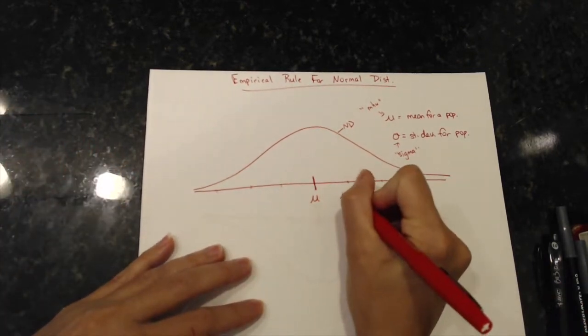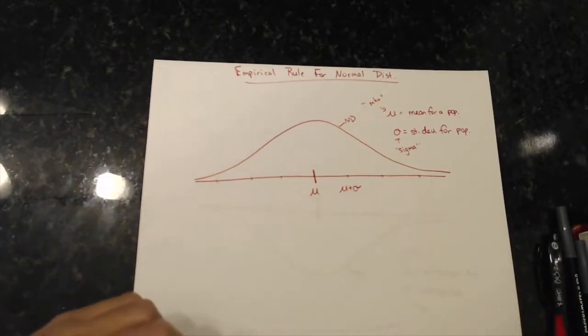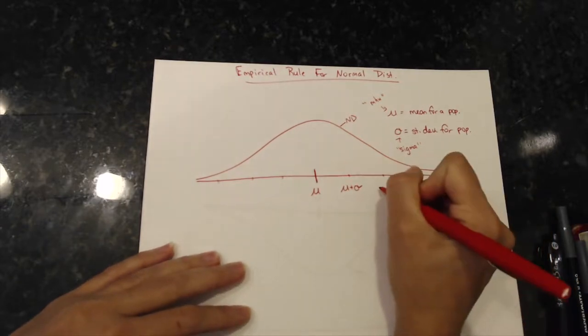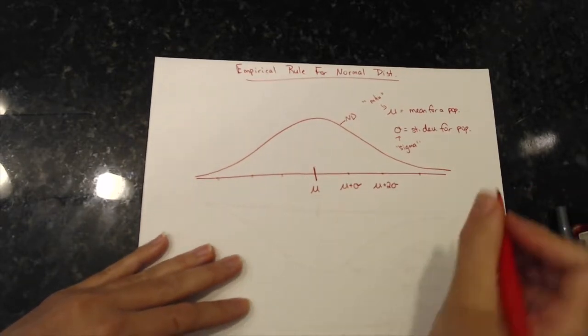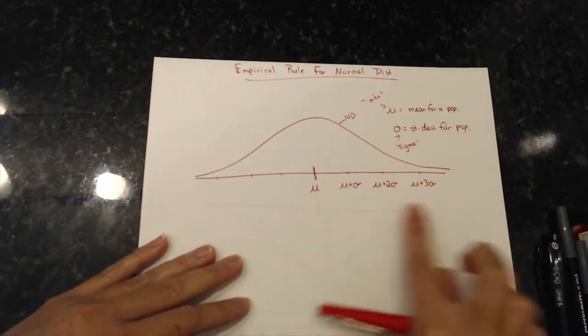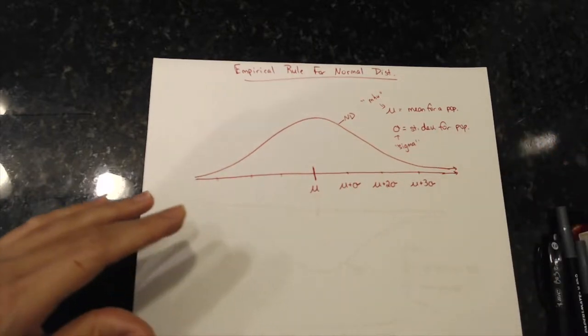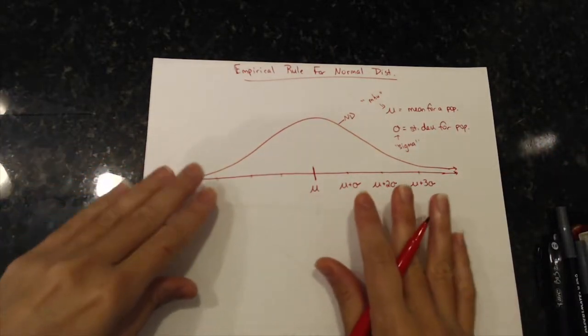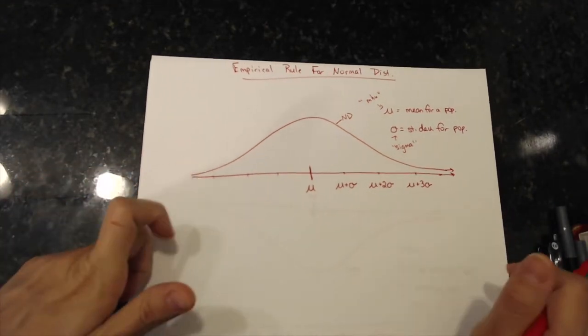One standard deviation above the mean can be found by doing mu plus sigma, the mean plus one standard deviation. Two standard deviations above the mean, mu plus 2 sigma. Three standard deviations above the mean, mu plus 3 sigma. And of course, this curve will continue to the right. I could do 4, 5, 6, 7, and so on, standard deviations above the mean, but the empirical rule specifically talks about 3 standard deviations away from the mean.